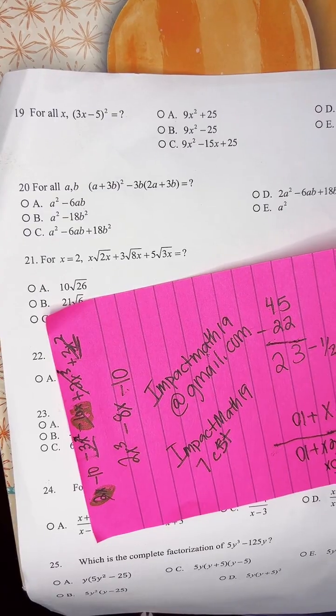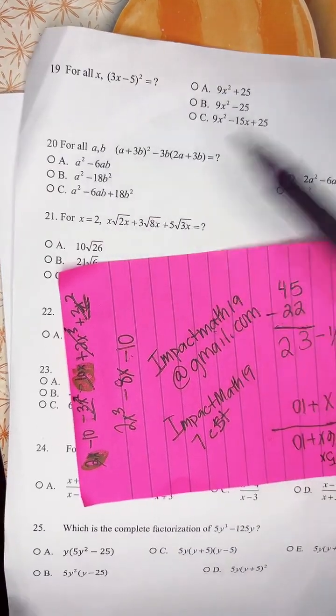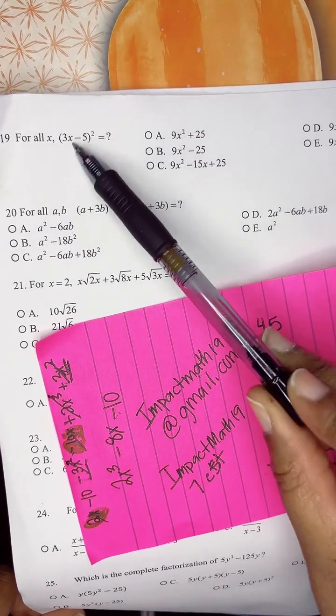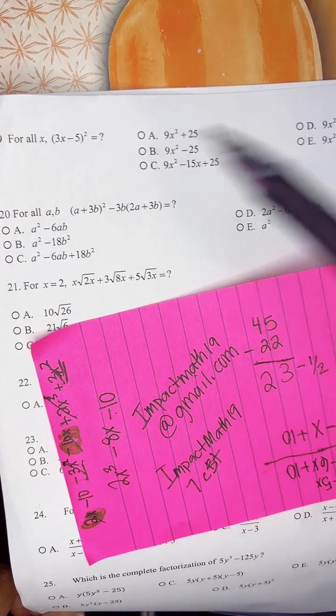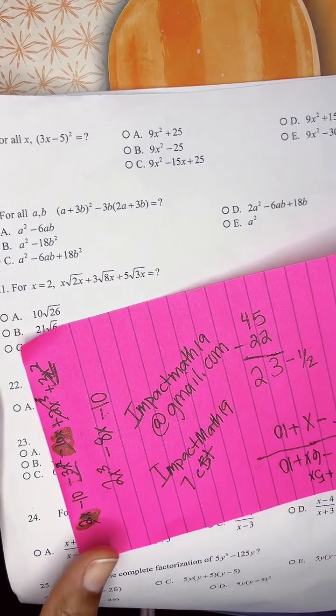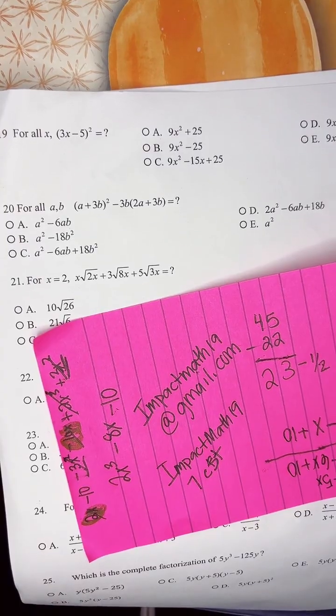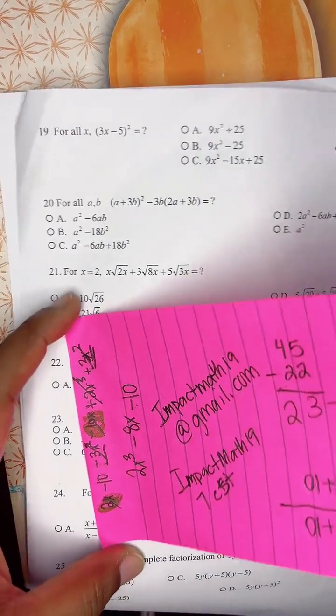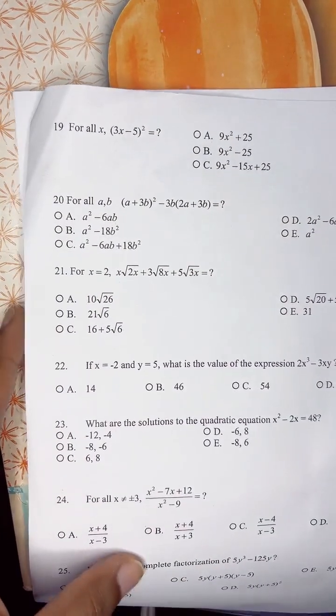All right, let's do number 19, you guys. For all x, (3x minus 5) squared equals what? Okay. Well, let's look at this.